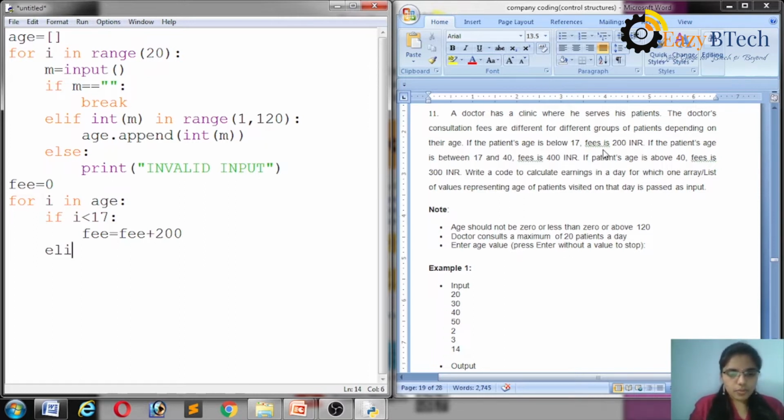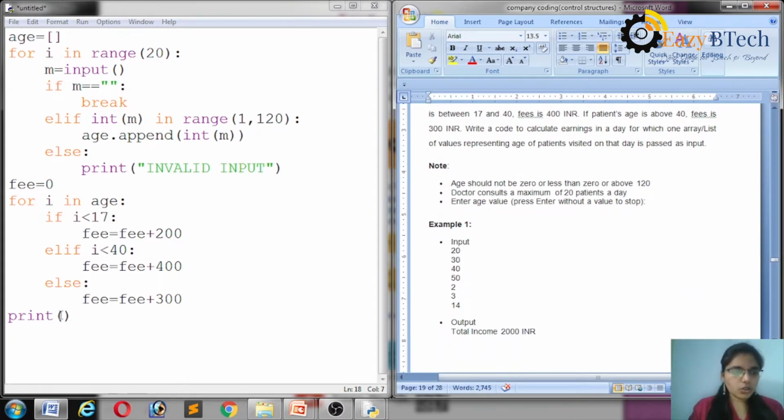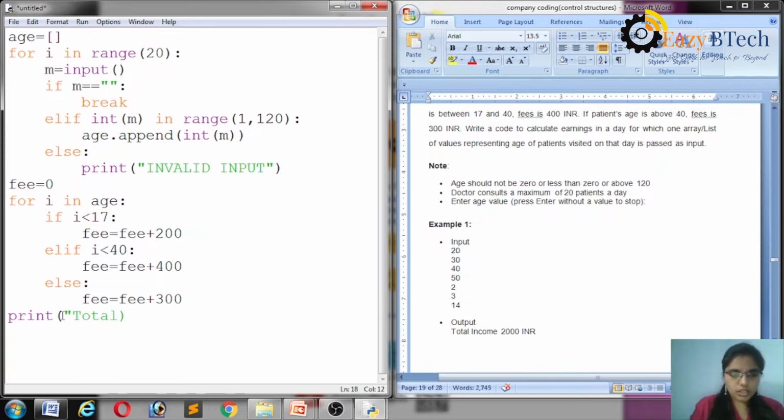If age less than 40, fee is equal to fee plus 400. Or else above 40, then move on to the else block. Else block: fee is equal to fee plus 300. Okay. Let's print output in output form only. Total income, capital T. The amount is present in fee variable. Next INR.